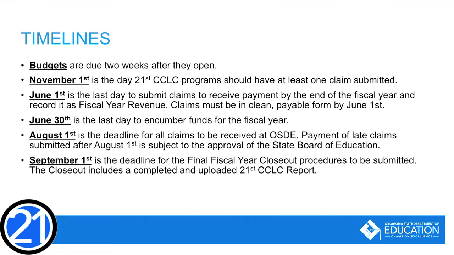Please note the timelines and plan accordingly. For instance, your budget is due 2 weeks after budgets open, and your first claim should be submitted by November 1st. So planning and submitting both your budget and the first claim should be a priority during this time. Since the 21st Century is a reimbursable grant, you should commit to filing monthly claims for your district or organization.